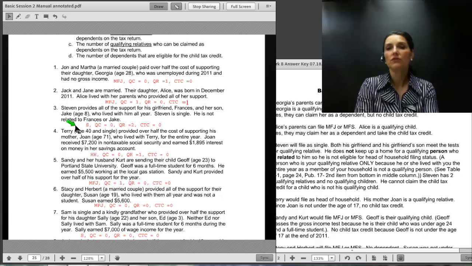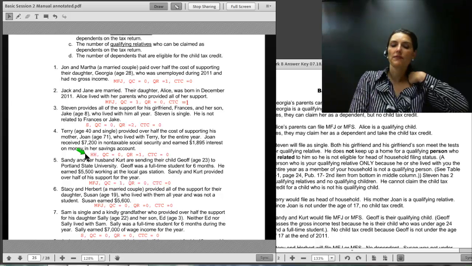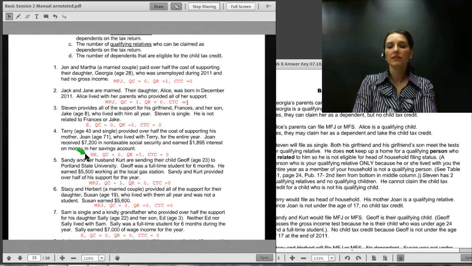He is allowed to claim 2 dependency exemptions for qualifying relative. Number 4, Terry, age 40 and single, provided over half the cost of supporting his mother, Joan, age 71, who lived with Terry for the entire year. Joan received $7,200 in non-taxable Social Security and earned $1,895 of interest on money in her savings account. The filing status for Terry will be head of household. He could file as single, but head of household is the better choice. Qualifying child, none. His mother is too old. Qualifying relative, she is his qualifying relative. She is too old for the child tax credit.